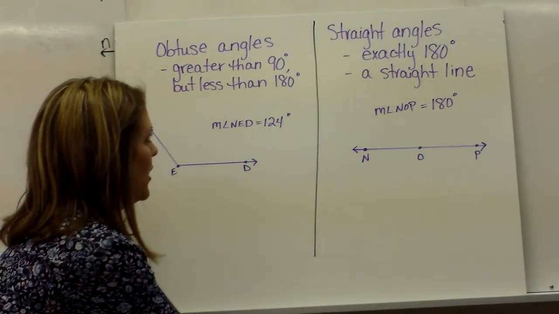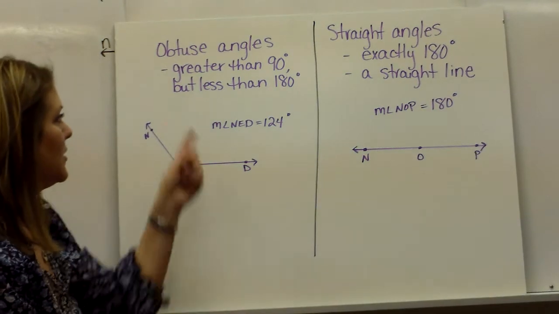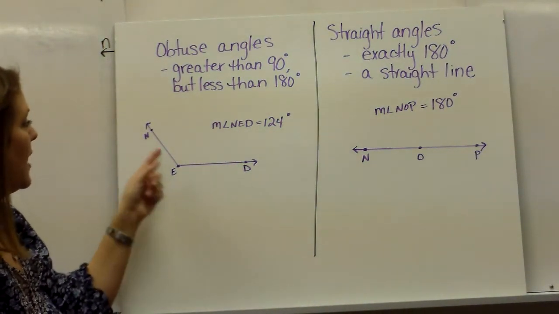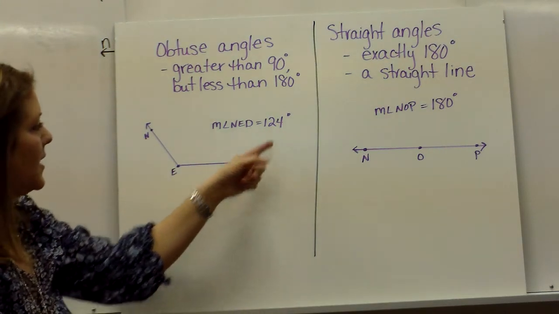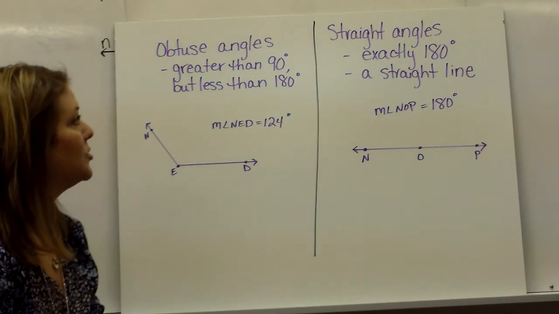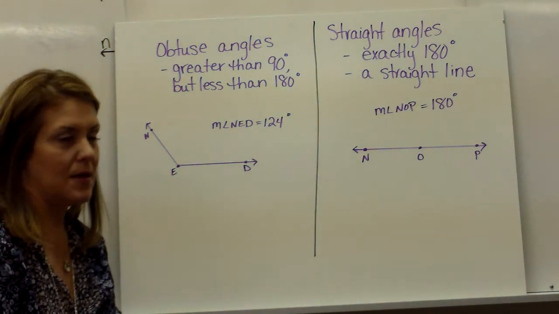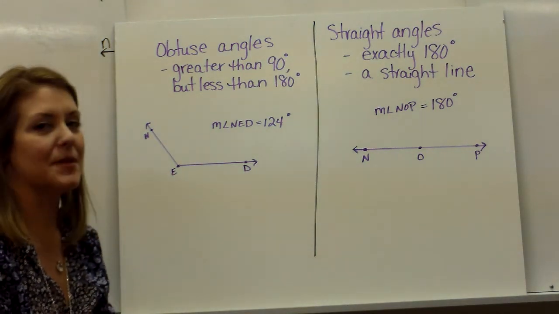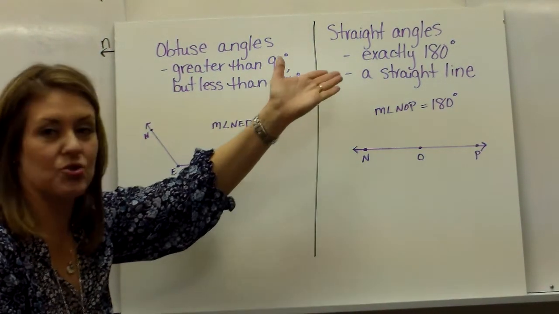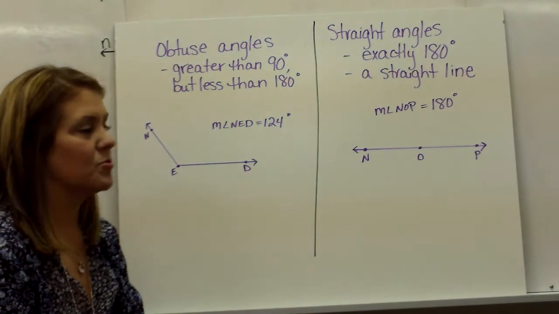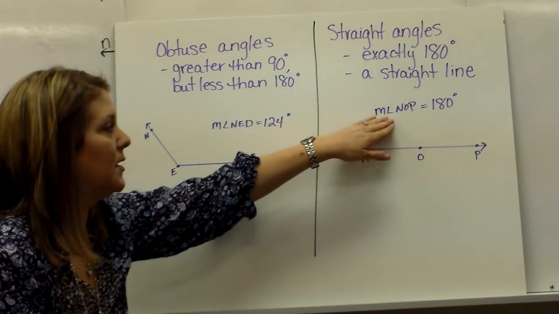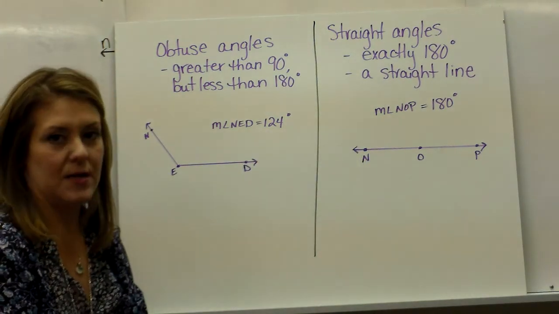Obtuse angles are angles that are greater than 90 degrees but less than 180. So for instance, this one that I've drawn, angle NED, has a measurement of 124 degrees. Again, obtuse angles are greater than 90 but less than 180. And then your straight angles, which are pretty much a straight line, those have a degree measurement of 180. So for instance, this angle here, NOP, is exactly 180 degrees.